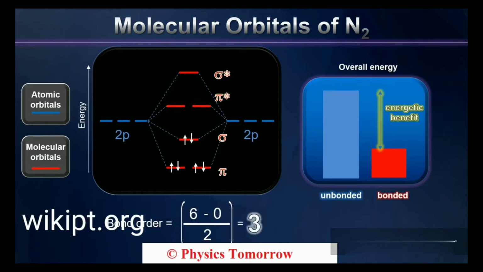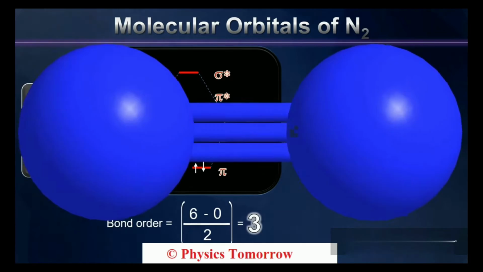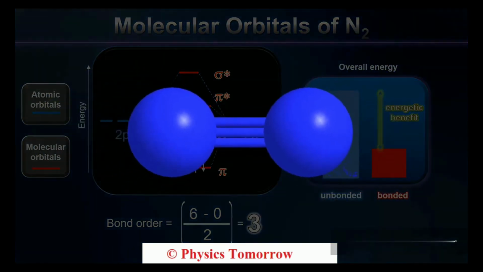This is a very strong bond, which makes nitrogen gas almost completely inert. And again, when we go into the lab and study nitrogen, that's exactly what we see. A diatomic molecule with a triple bond.